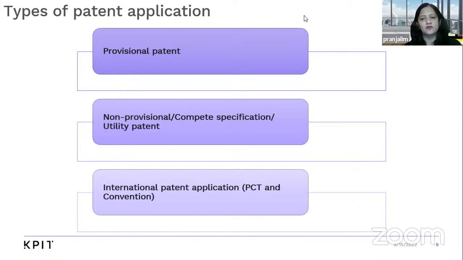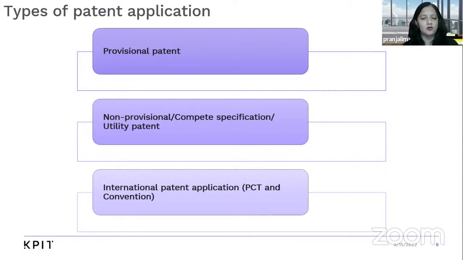The first one is the provisional patent. So what is a provisional patent? A provisional patent is for when you have a concept of an idea, you do not have a full-fledged working solution, but you want to protect your IP quickly so that no one else will come up with a similar idea and file a patent for that. So what you do is you file a provisional patent application. A provisional patent application does not have all the parts that we have seen in the earlier slide. It need not necessarily have claims.